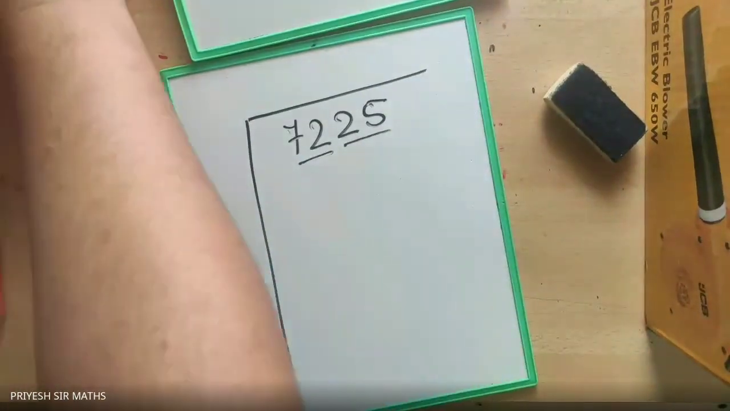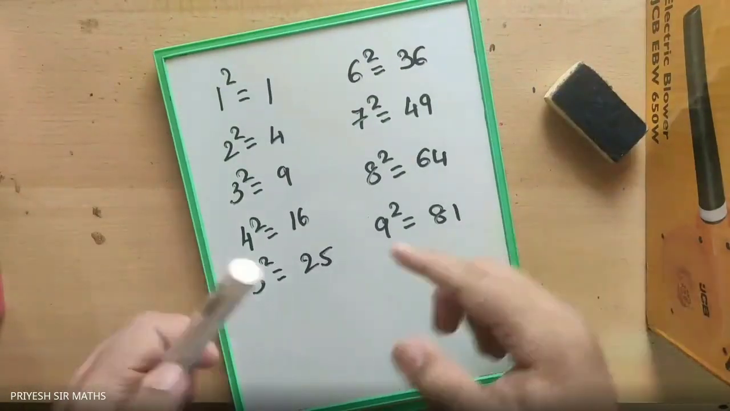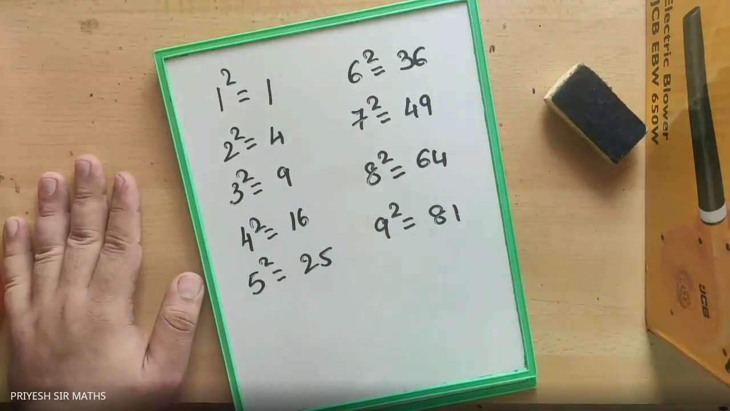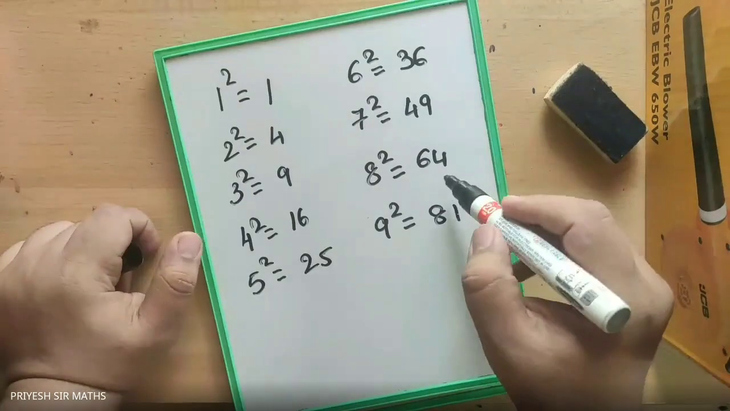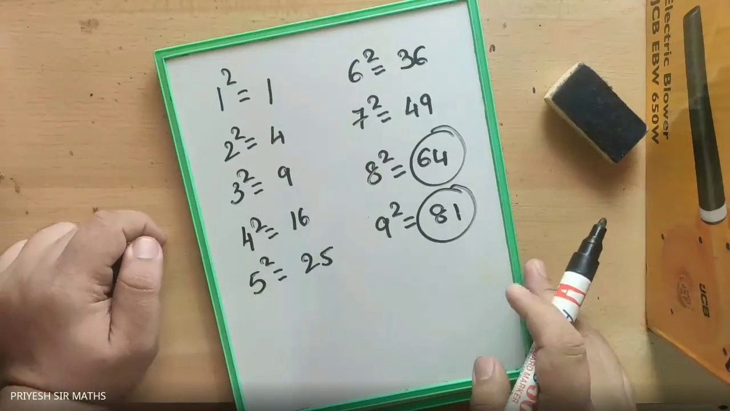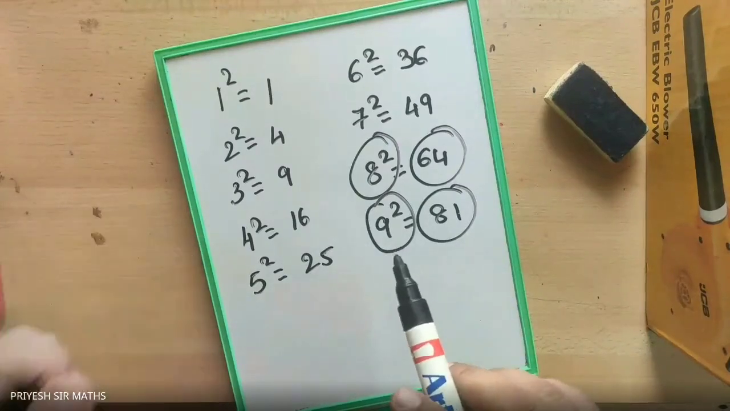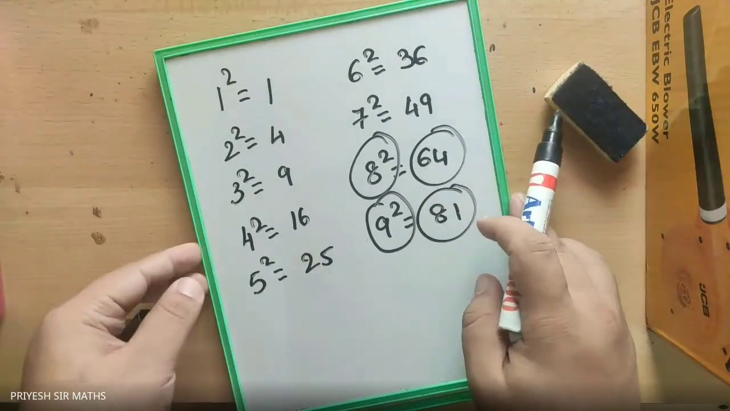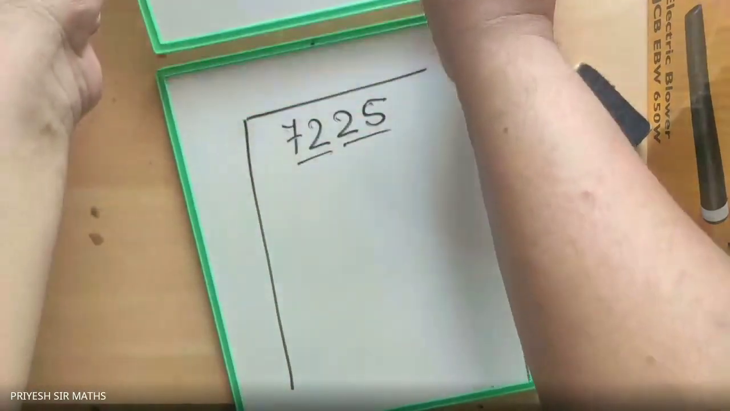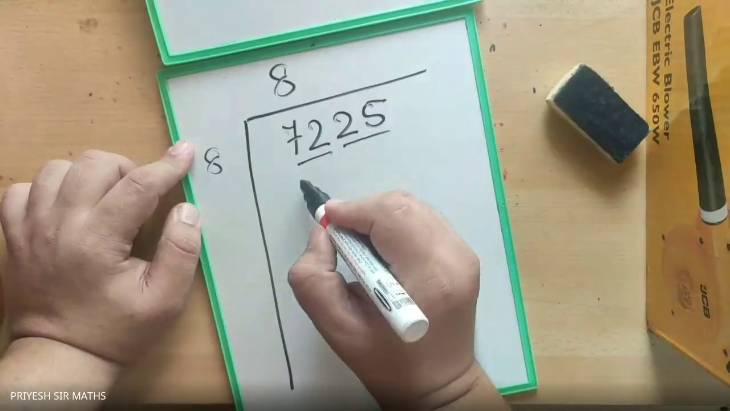Now, 72 comes between which two numbers? It comes between 64 and 81. So it comes between 8 square and 9 square. Okay. So what you have to do, you have to take the smaller one. We put here 8. 8 8s are 64.